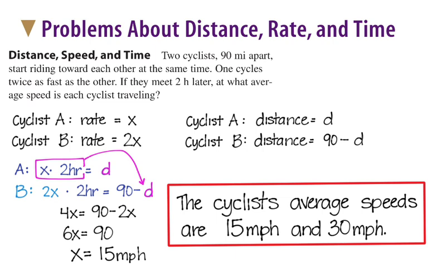The question asks for the average speed of each cyclist. I'm sorry, I think I only answered this with one of them. One of them is 15 miles per hour, and the other one is twice that, which is 30 miles per hour. And that's the end of these applications.